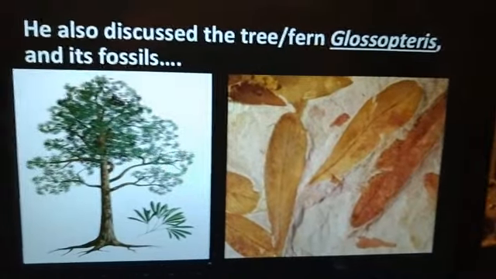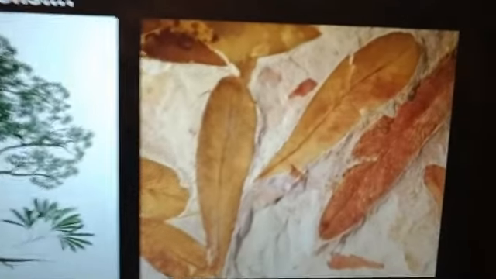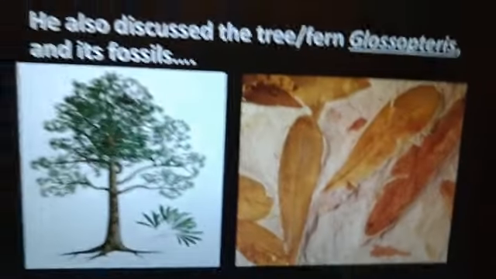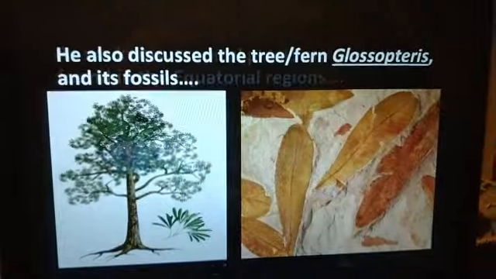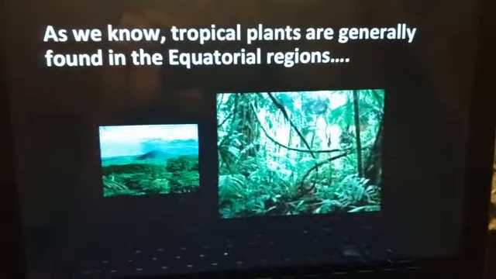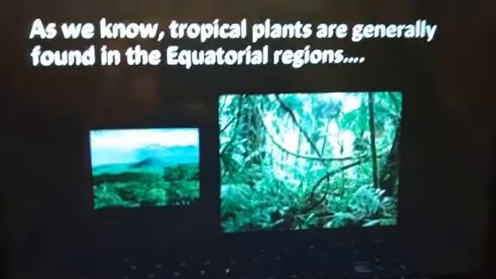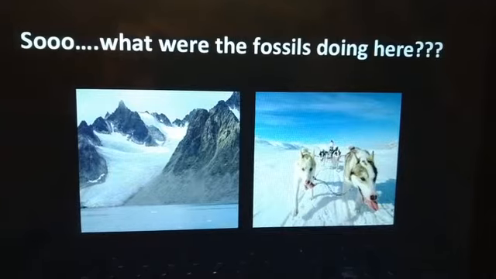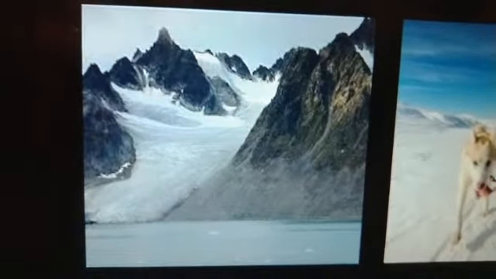He also discussed a tree or fern-like plant called the Glossopteris, and you can see some fossilized Glossopteris leaves. You're probably wondering what's so special about a fossilized tree. You would probably expect to find a tree like that along the equator, kind of a tropical plant. But that's not where Wegener located these fossils. The fossils were actually located on this very, very cold island.